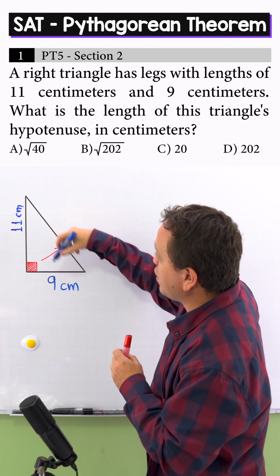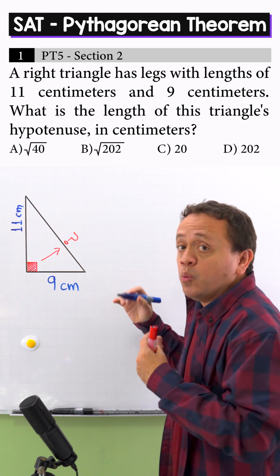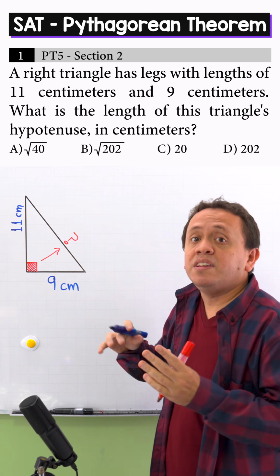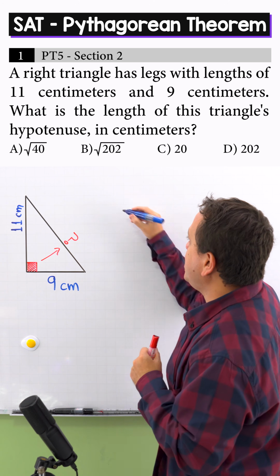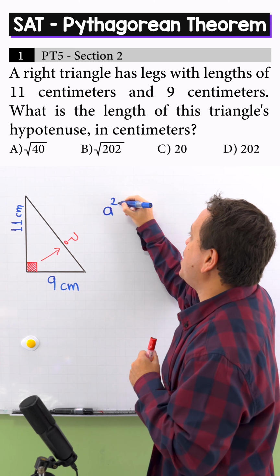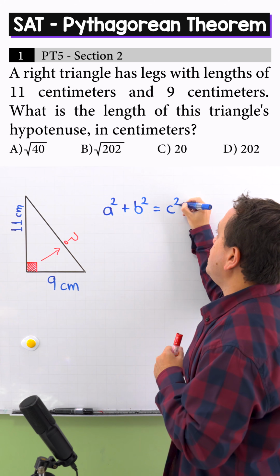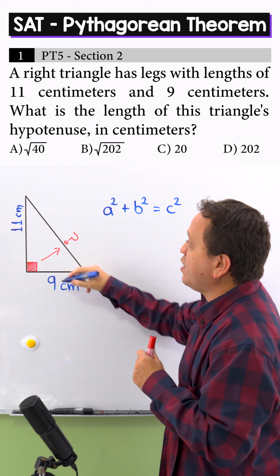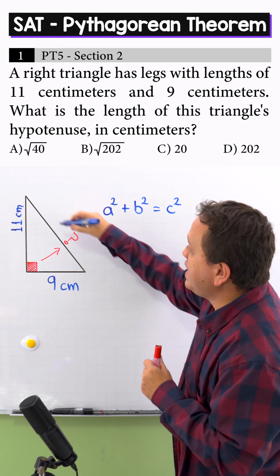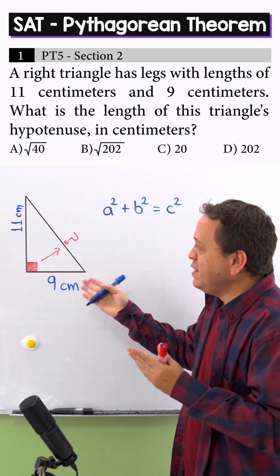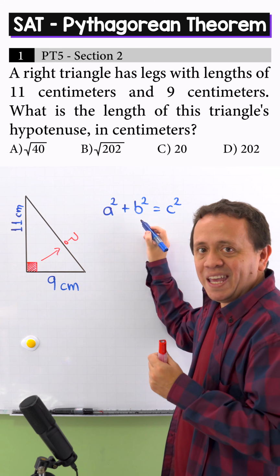If we know the lengths of two sides of a right triangle, we can find the length of the third side using the Pythagorean Theorem. The Pythagorean Theorem says that a squared plus b squared equals c squared, where a and b are the lengths of the legs, and c is the length of the hypotenuse. But in this problem, what is the value of a, b, and c?